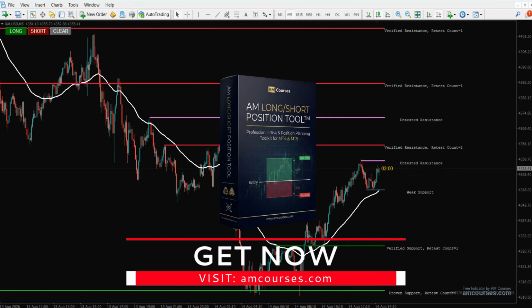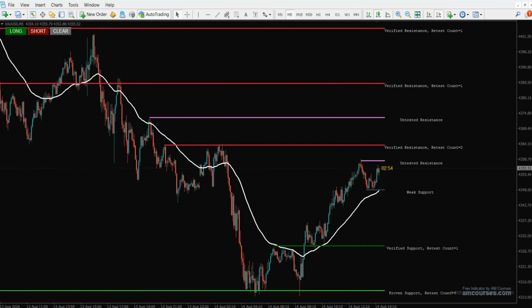The red and green risk boxes are my long-short position tool. That one is paid on amcourses.com. You do not need it. You can measure risk and reward manually.